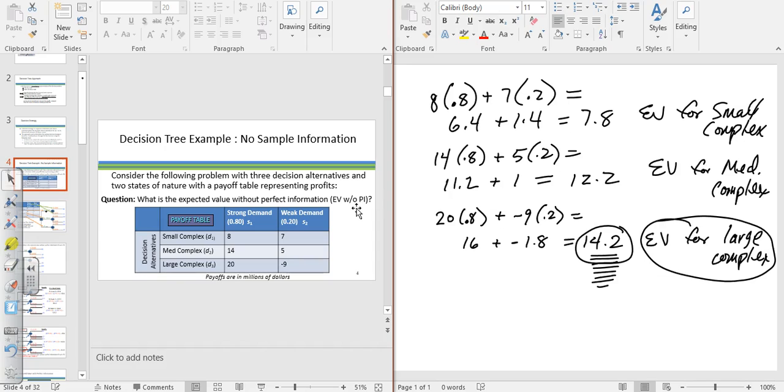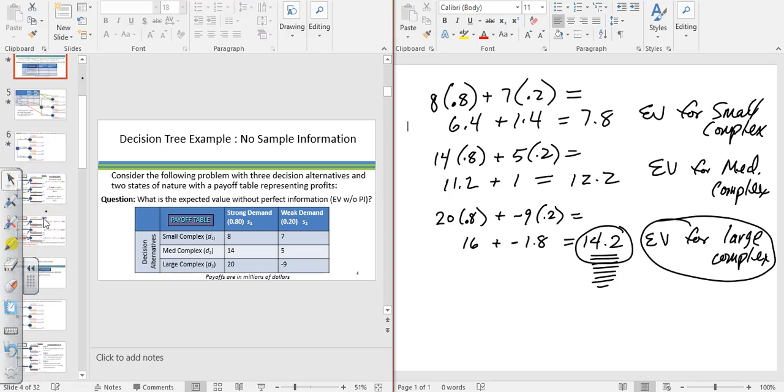Now, expected value with perfect information means we're going to go top to bottom, and we're basing everything on strong demand and weak demand. So we look at the strong demand and pick the one that's the biggest, the one that gives us the biggest payout. In theory, with perfect information, if we knew it was going to be strong demand, which one would we pick? Clearly that one. And if we knew it was going to be weak demand, which one would we pick? Clearly that one, 7, not -9, because that's negative. 7 would be the one we'd pick. And then we'd multiply 20 times 0.8 plus 7 times 0.2, and that would be expected value with perfect information.